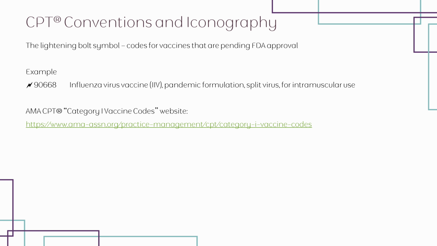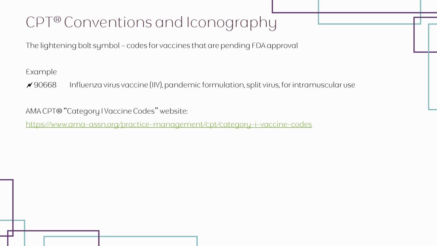In some cases, a vaccine product may be assigned a Category 1 CPT code even before the vaccine has received final approval from the FDA. This allows coders and providers to prepare for reporting the vaccine as soon as approval is granted. Once the FDA has approved the vaccine, a revision notation will be added to the AMA CPT Category 1 Vaccine Codes website to reflect the approval status. This way, you can always verify the current approval status of vaccines directly from the AMA's official resource.